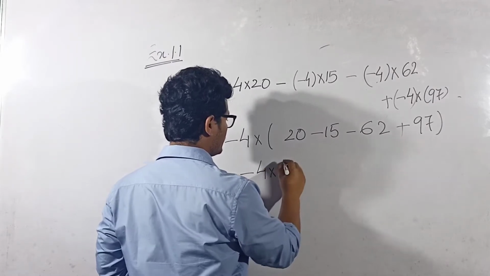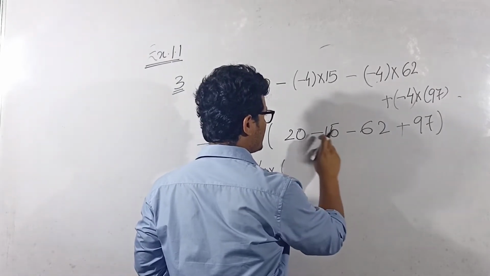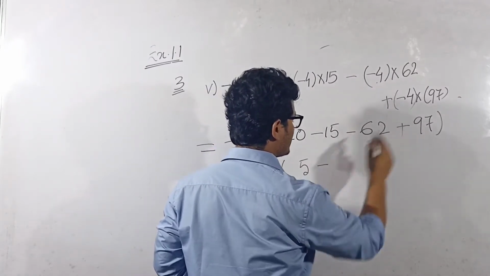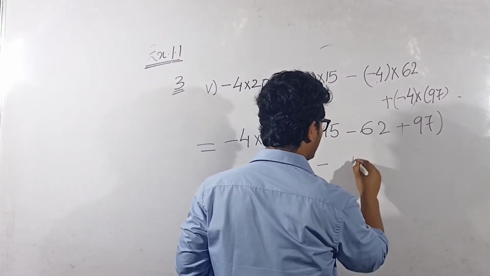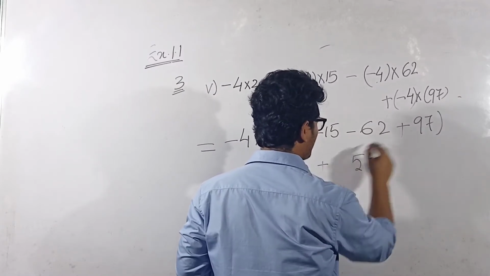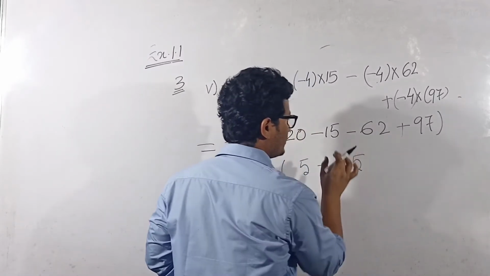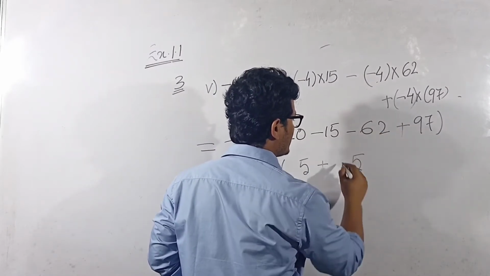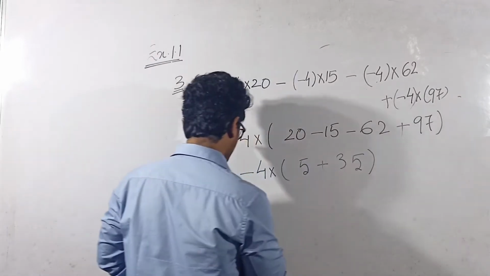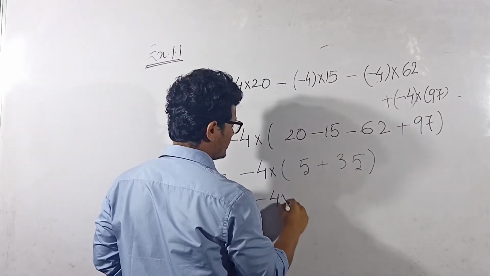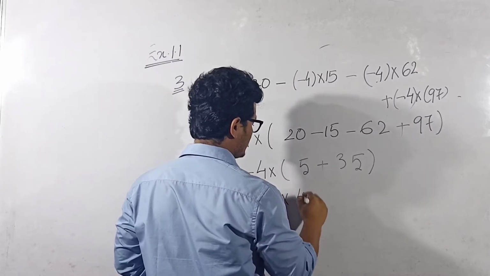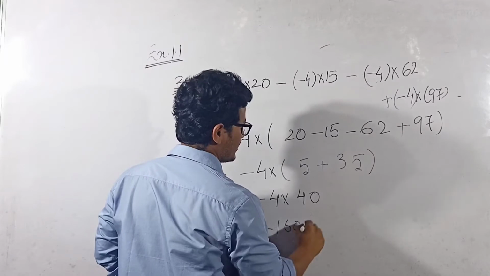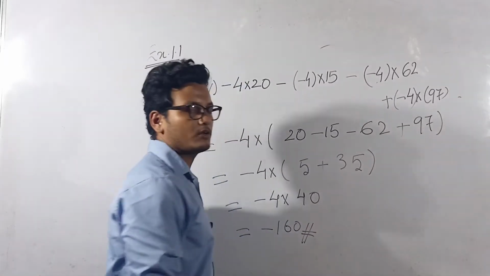Okay, what is the answer? -4 into what? 20 minus 15 is equal to 5, minus 62 plus 97. What is the answer? Here 5, and the answer will be positive because 97 is positive and 62 is negative. 97 minus 62 is 35, plus 5 is 40. So -4 into 40. Answer is -160. I hope you have understood these particular two questions.